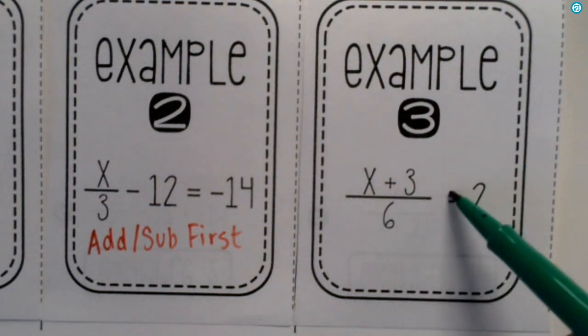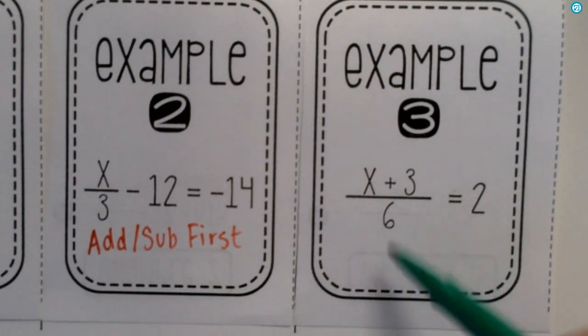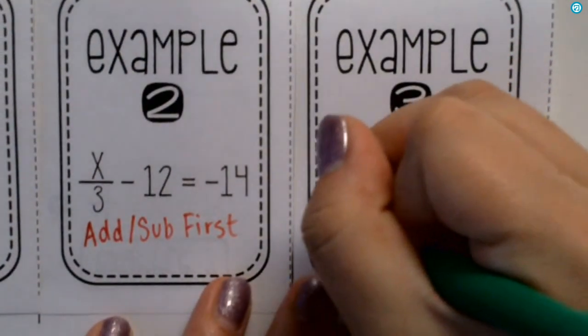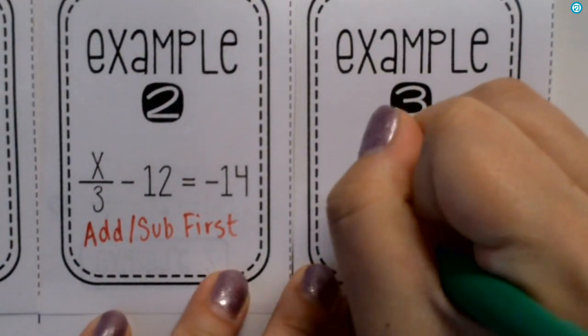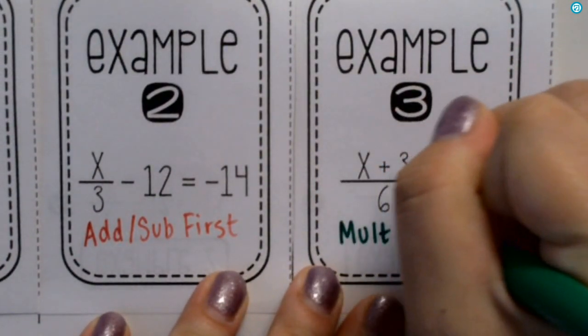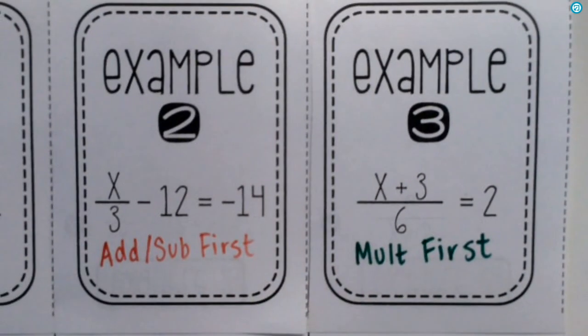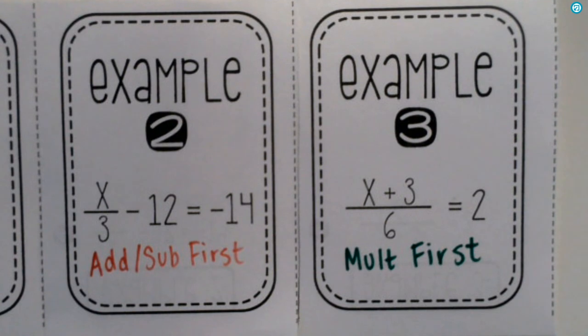If everything is being divided by what we're getting divided by, so in this one, the plus 3 is also getting divided by 6, so if everything is being divided, we are going to multiply first. So get those two notes to yourself down on the front of example 2 and example 3. And then we will do them.